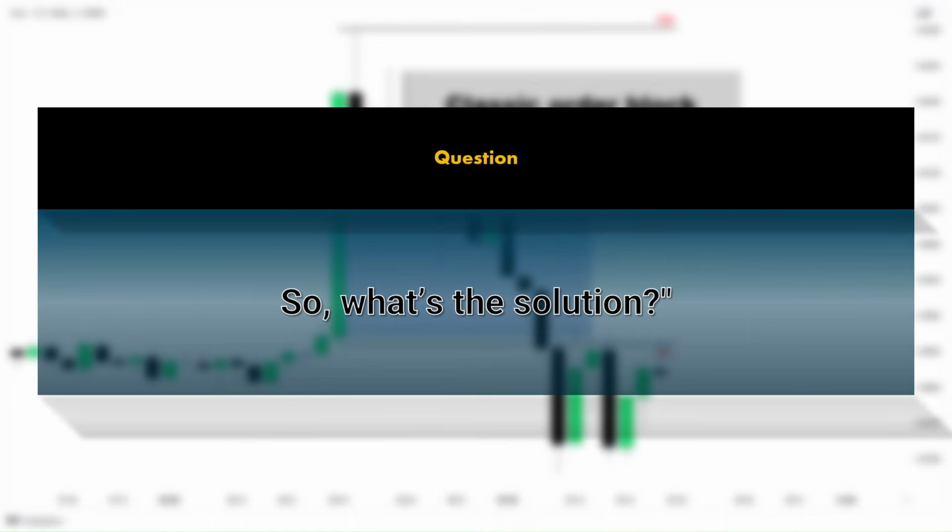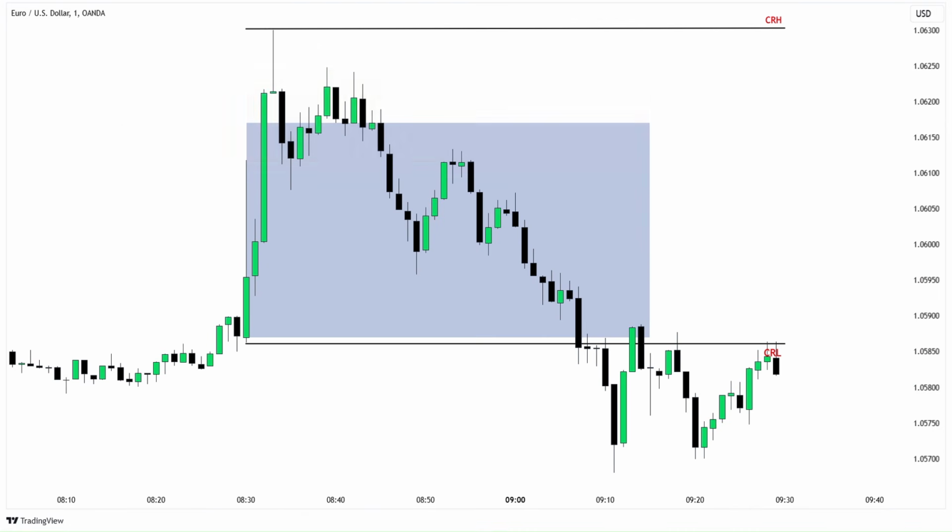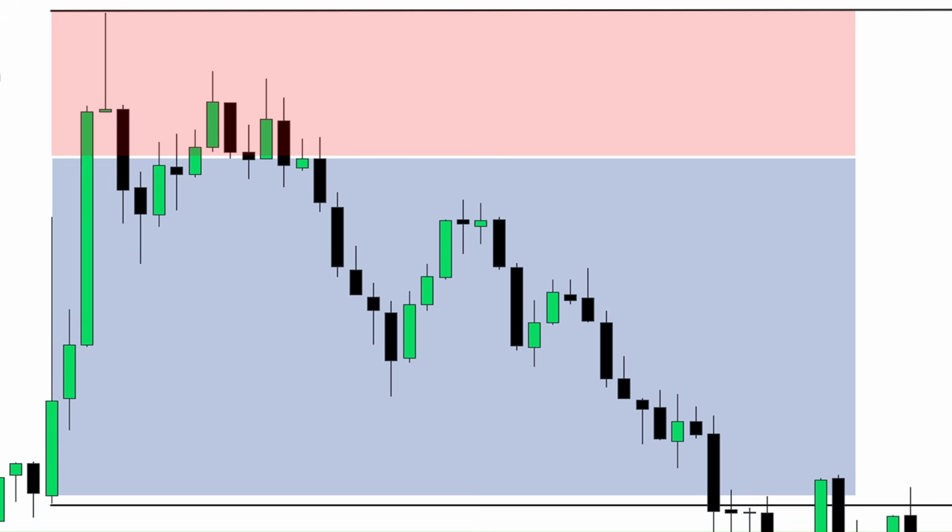So, what's the solution? The secret is this. You should execute your trades during the manipulation phase. In the 1-minute time frame chart, the market demonstrated its alignment with my concept by respecting this technique. This is where the magic happens. These 3 order block entries confirm it and serve as the key to staying ahead of the market.